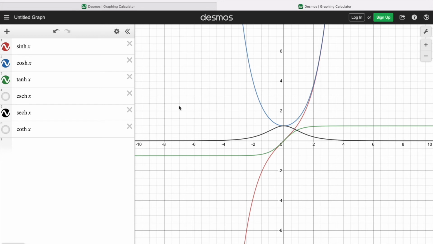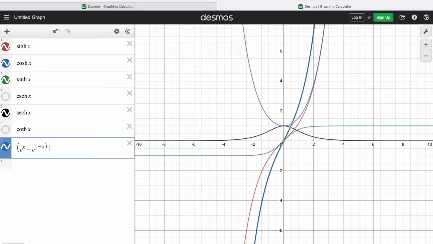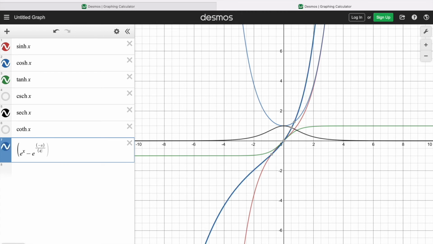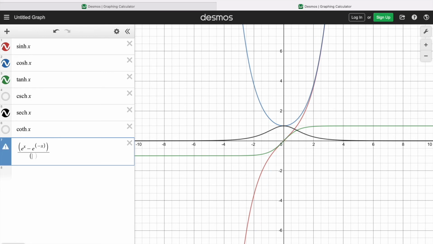But what about the hyperbolic tangent and the hyperbolic secant graphs? They do have x's in the denominator, but there's a reason why they do not have asymptotes. So the equation for tangent of x with e in it is the sine over the cosine. So it's e to the x minus e to the negative x, all over the cosine, which is e to the x plus e to the negative x.